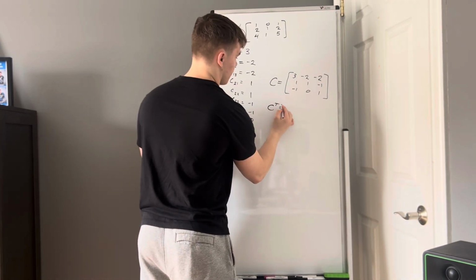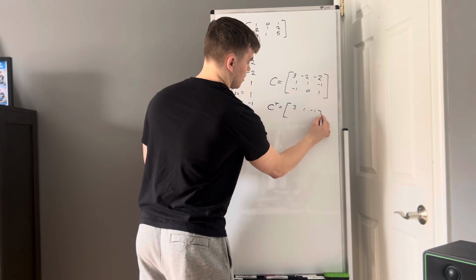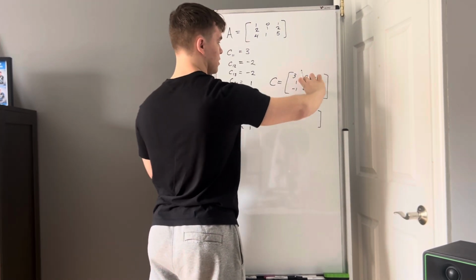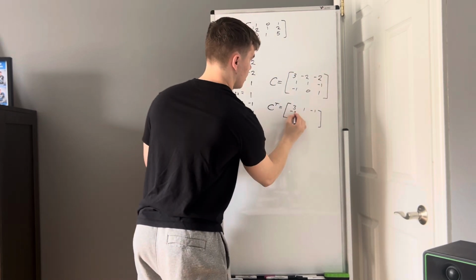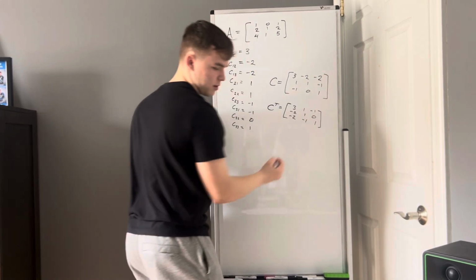Our matrix of cofactors transposed is 3, 1, negative 1. We're just bringing this and flipping it up, bringing this, flipping it up. Negative 2, 1, 0, negative 2, negative 1, 1.